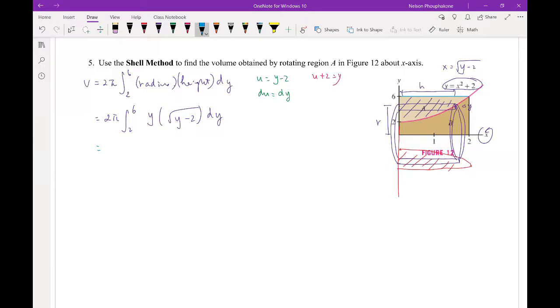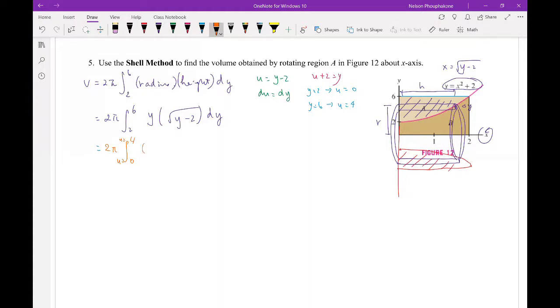Now, when y equals 2, then u is equal to 0. When y is equal to 6, then u is equal to 4. So now, what we are going to do here is change everything to u. So u equals 0 to u equals 4.